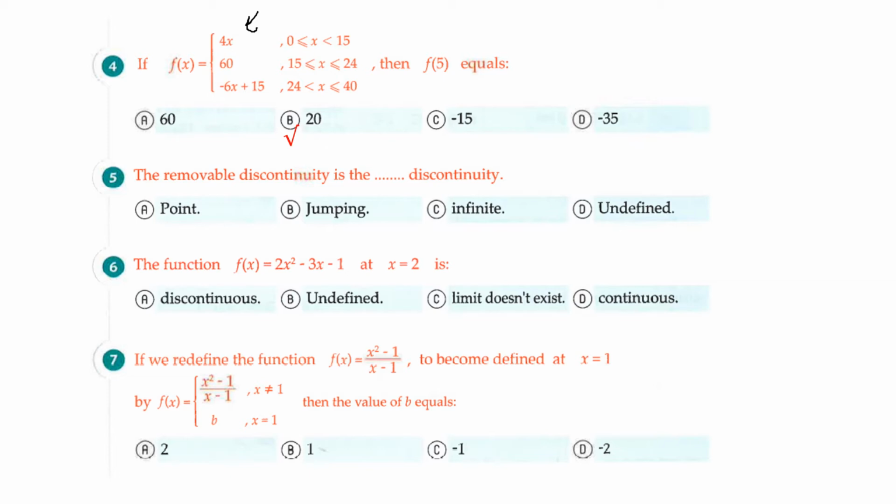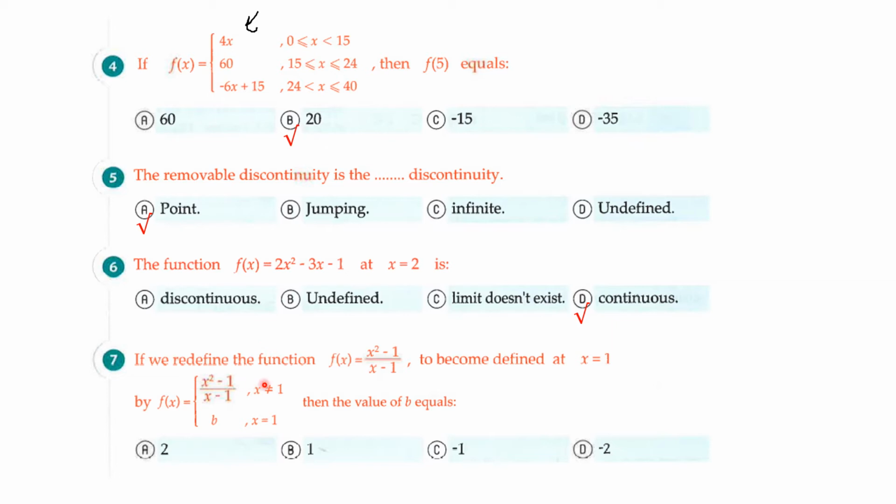The next question: the removable discontinuity has another name, which is called point discontinuity. The function f of x at x equals 2 is a polynomial. Do not substitute. It's a polynomial and it's continuous everywhere. So if you substitute 2, of course, it will not be undefined, nor discontinuous, nor limit does not exist, because all polynomials are continuous. So the only answer is continuous.